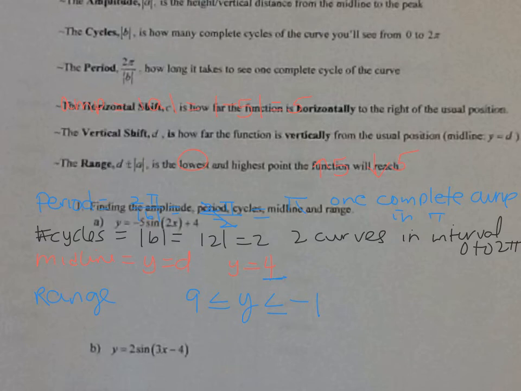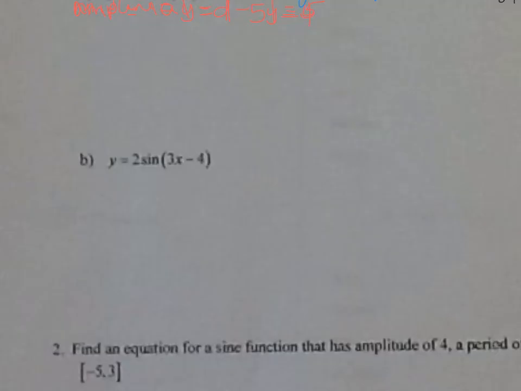Okay, let's try the next one. So the next one, let's take a look at that. So we have the amplitude is the absolute value of A. So that's the absolute value of 2, which is 2, which means it's going up 2 and it's going down 2. The next one we have is the period.